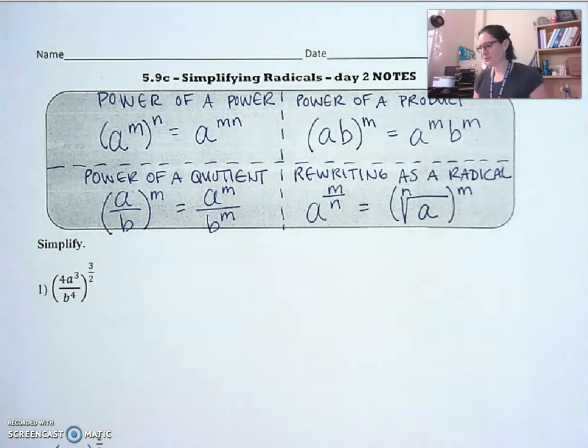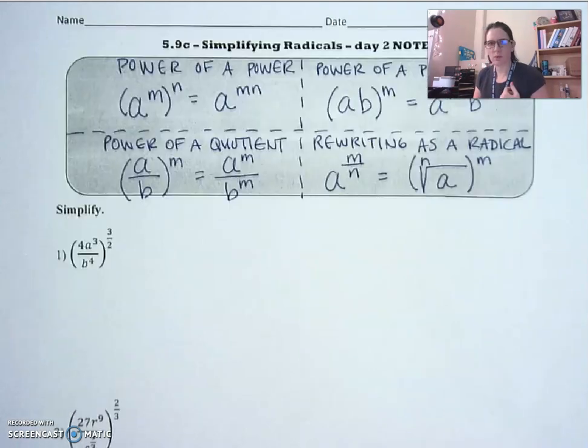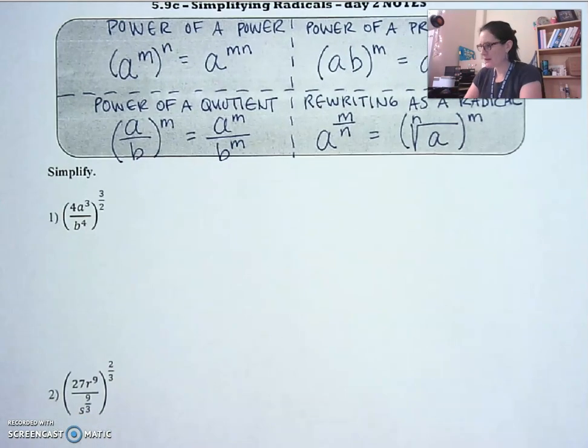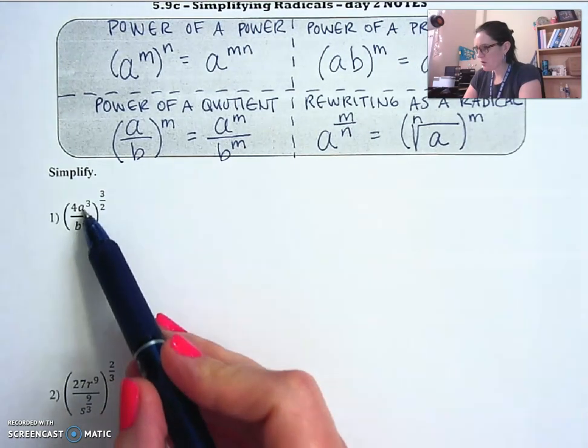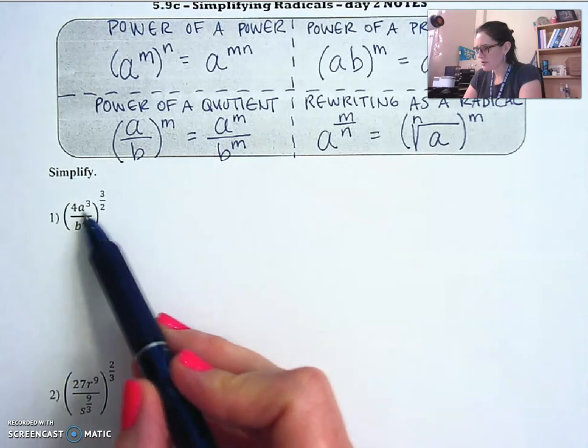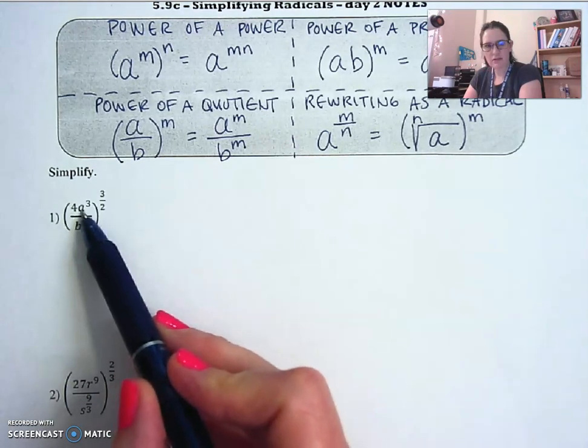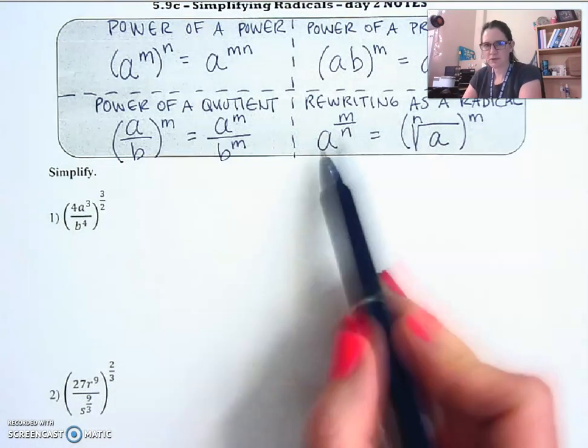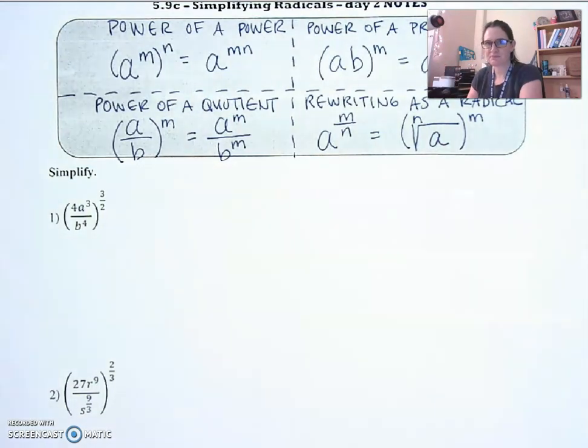So we have three problems we're going to do. They all are set up the same, just numbers have been changed. We're going to hyper focus on this one problem type. So starting with number one, you'll notice that we have a quotient raised to a power, and then in this quotient, in the numerator, we have a product. So we're going to be using all these rules at some point in this one problem.